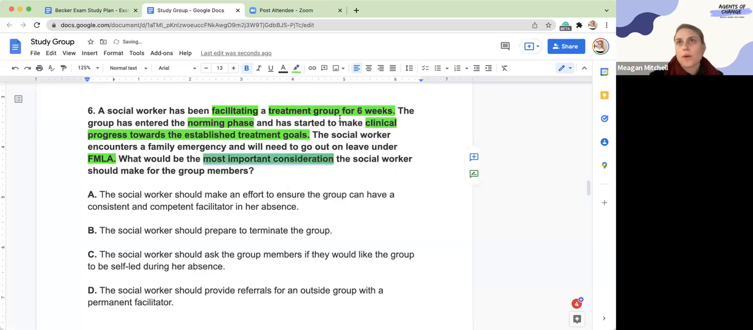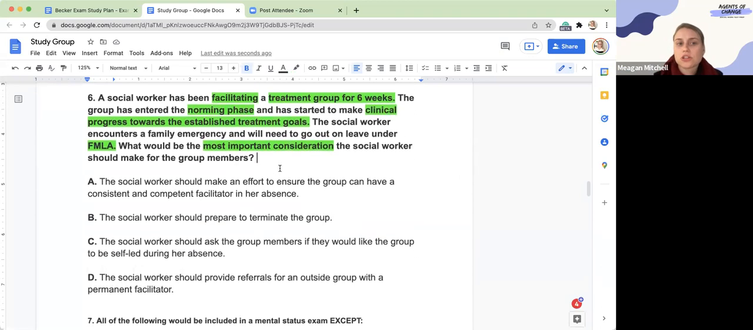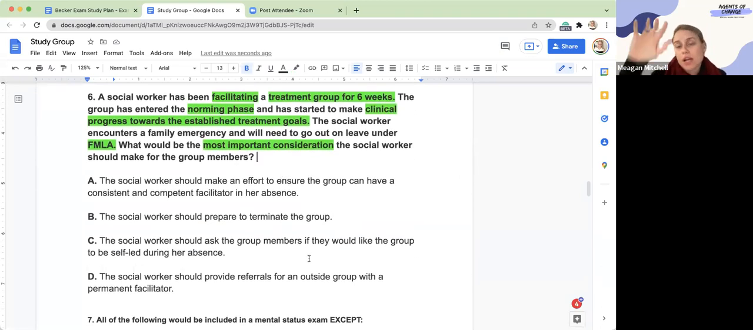So this group's been going, person's been facilitating, group leader needs to leave. This is life, right? Things happen. Emergency came up. What consideration does the social worker need to make and why? So go ahead, read your answer choices here. And why is that the most important consideration?